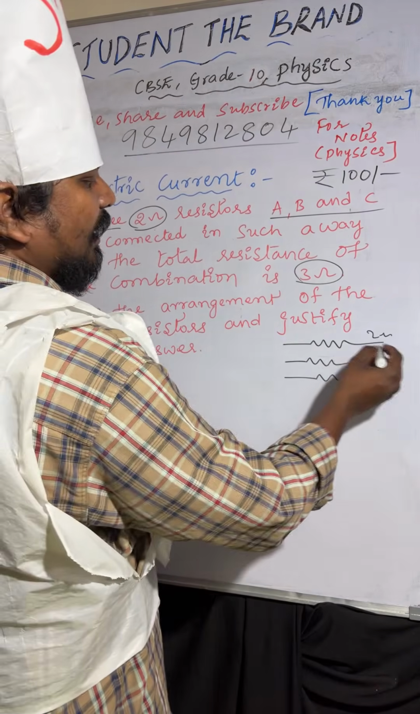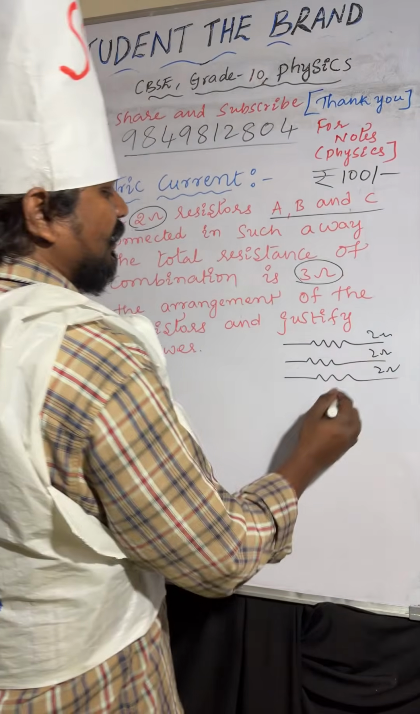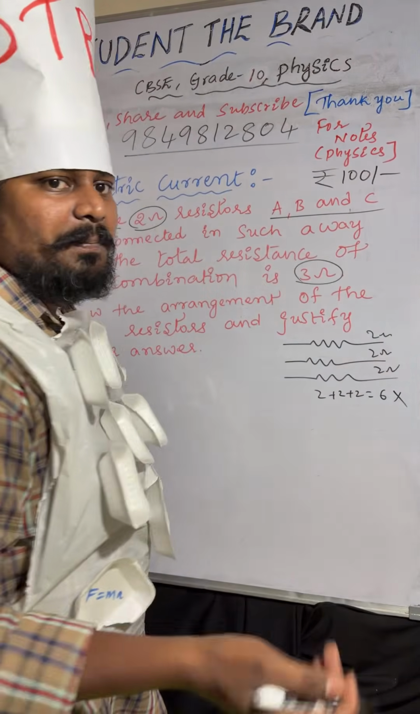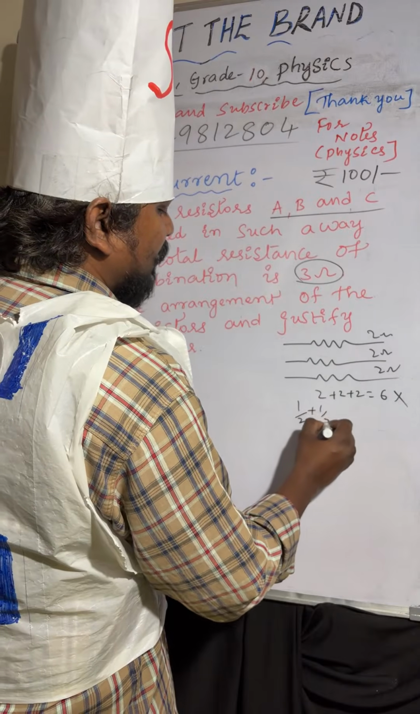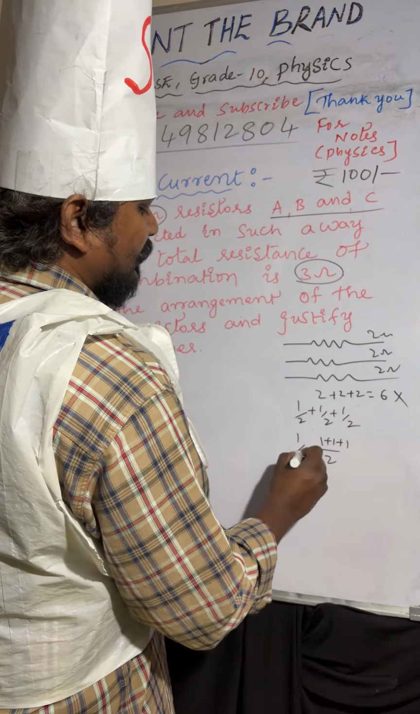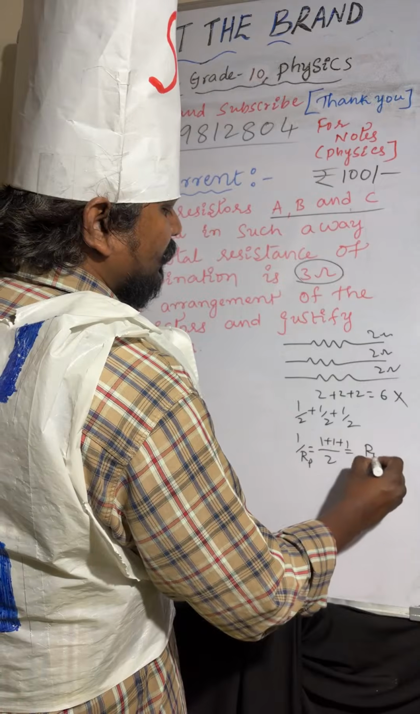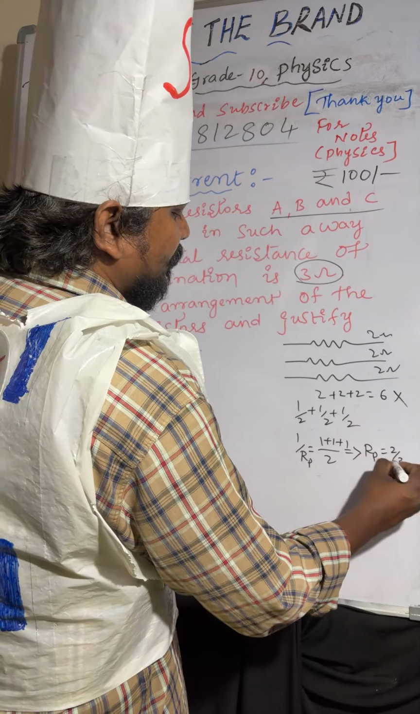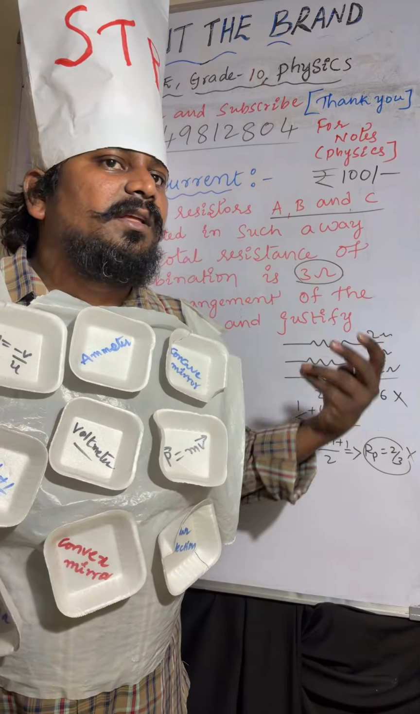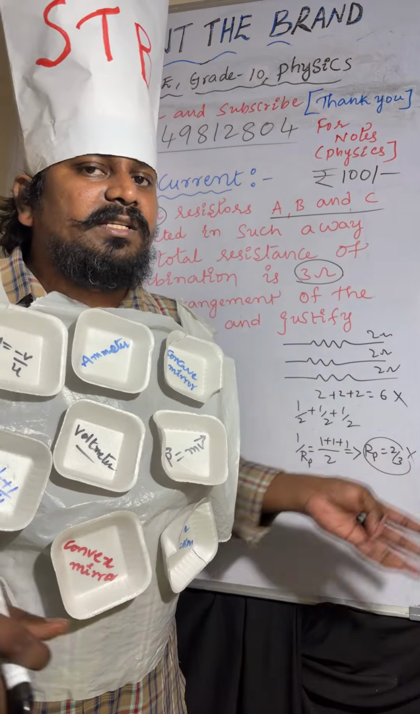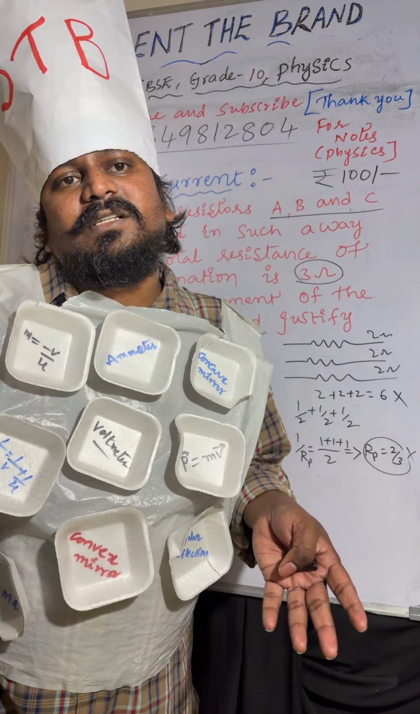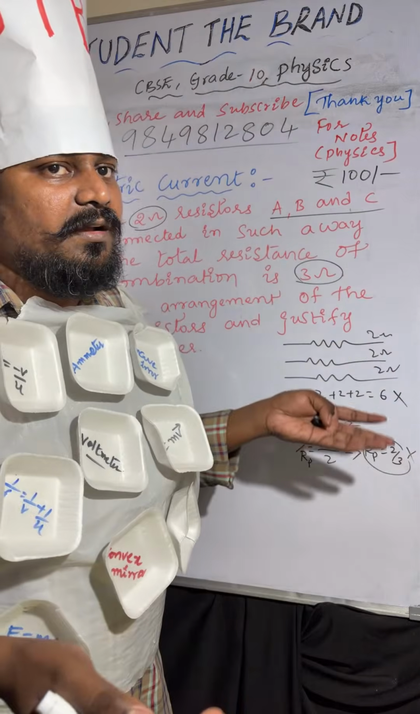Now if you connect all 3 in series combination, 2 plus 2 plus 2 will get 6. So wrong. If you connect all 3 in parallel combination, 1 by 2 plus 1 by 2 plus 1 by 2, 2 is common, 1 plus 1 plus 1, so that is 1 by Rp. Rp equal to 2 by 3. That is also wrong. You won't get the answer in series or in parallel. So you have to try different combinations.